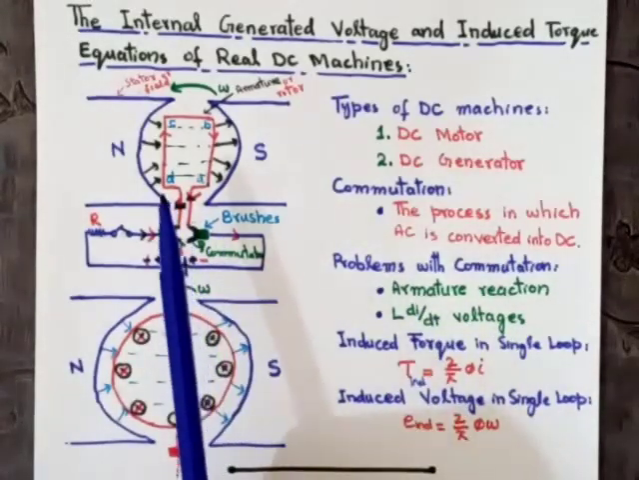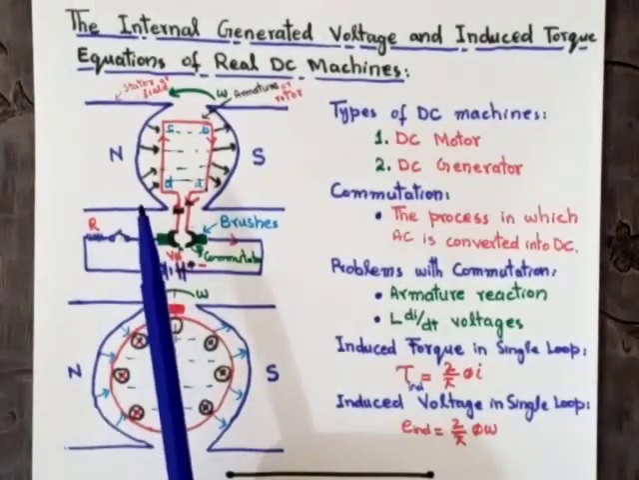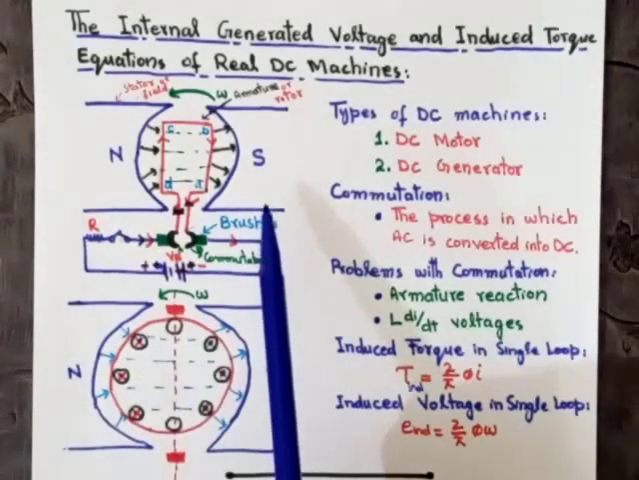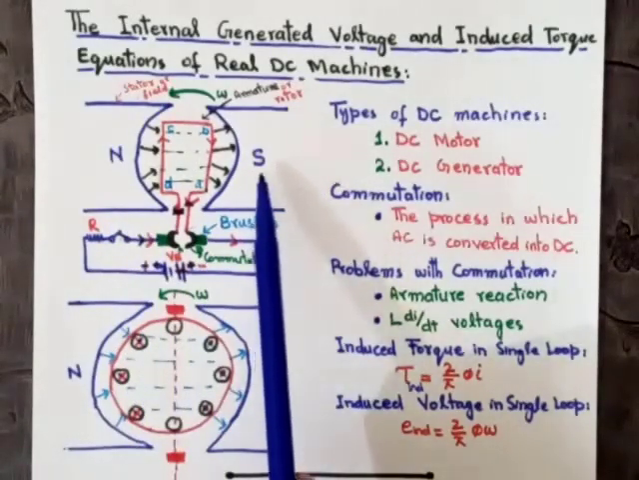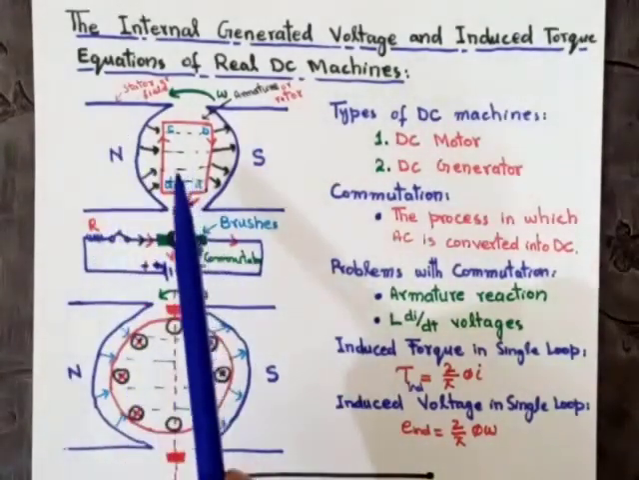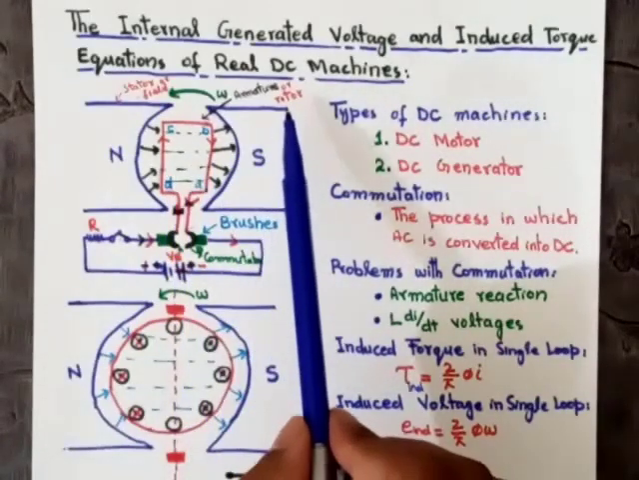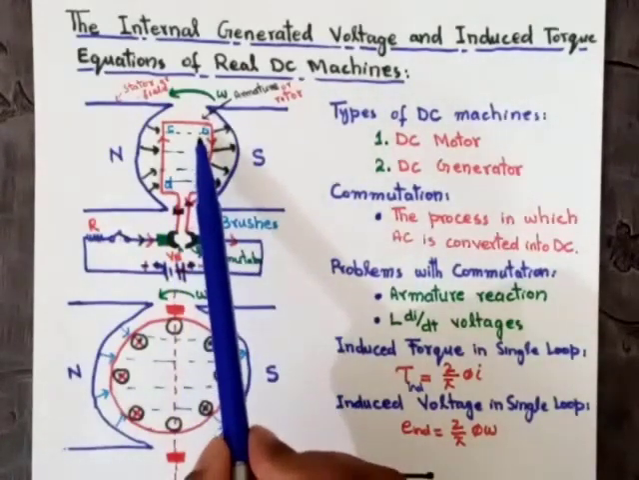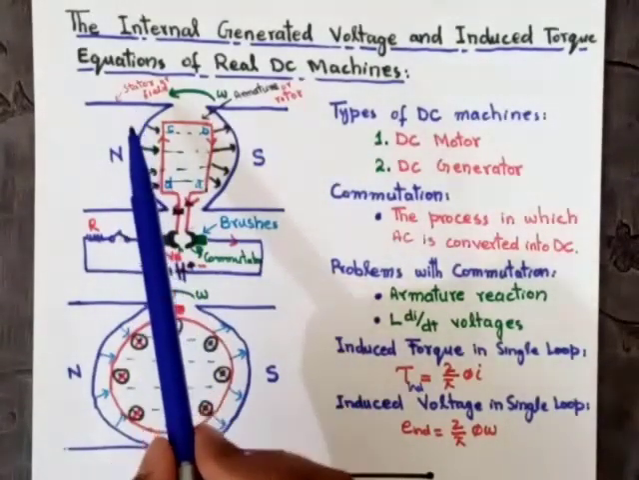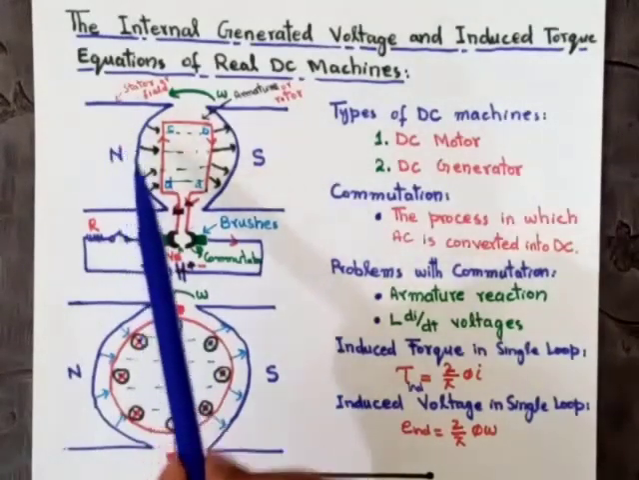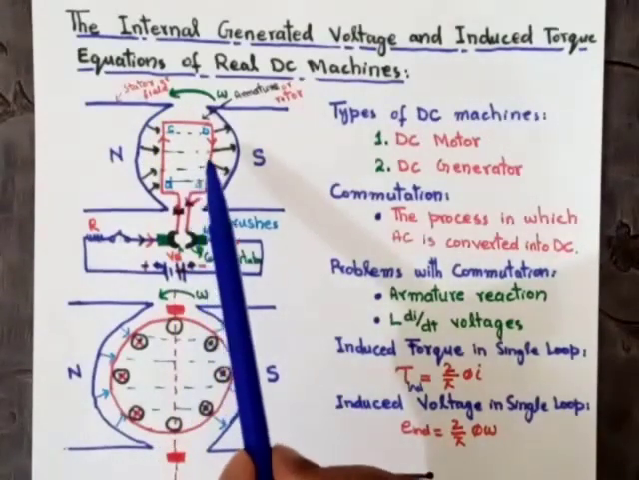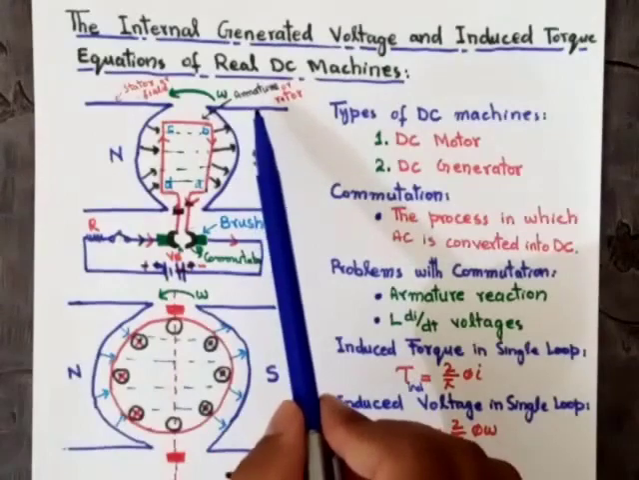As you can see in this figure, this is the North Pole and this is the South Pole. The static part, that is the North and South Pole, is called the stator of the machine. The rotating part of the DC machine is called the rotor. The winding across the static part of the DC machine is called the field winding, and the winding across the rotating part of the machine is called the armature winding.